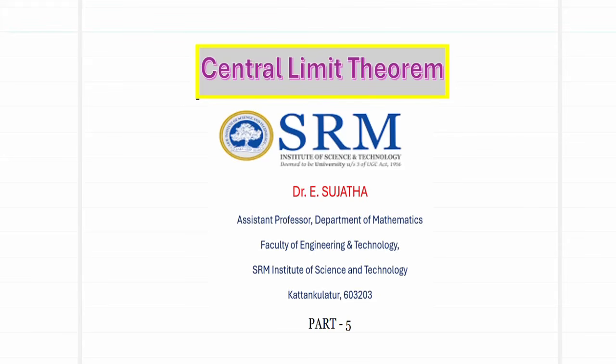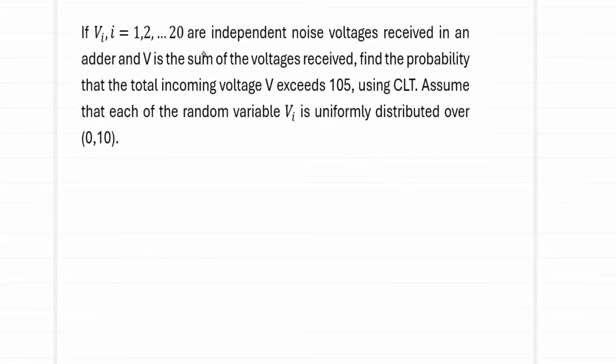We have been doing problems on central limit theorem dealing with the two types of quantities x bar and Sn. This problem is about, we'll check what it is all about. If Vi, i equal to 1, 2 up to 20, are independent noise voltages received in an adder and V is the sum of the voltage received, find the probability that the total incoming voltage V exceeds 105 using central limit theorem. Assume that each of the random variables Vi is uniformly distributed over 0, 10.